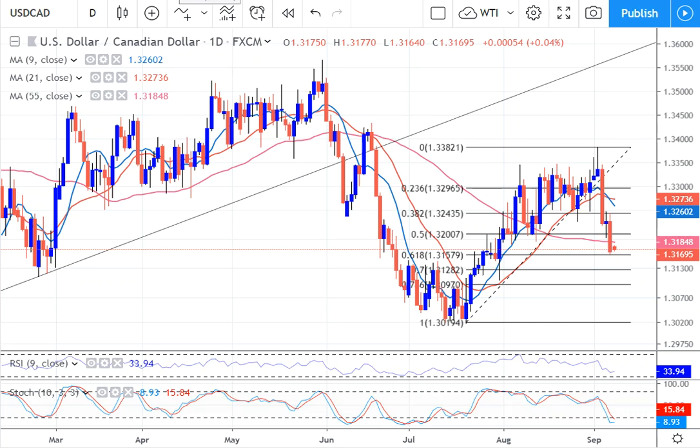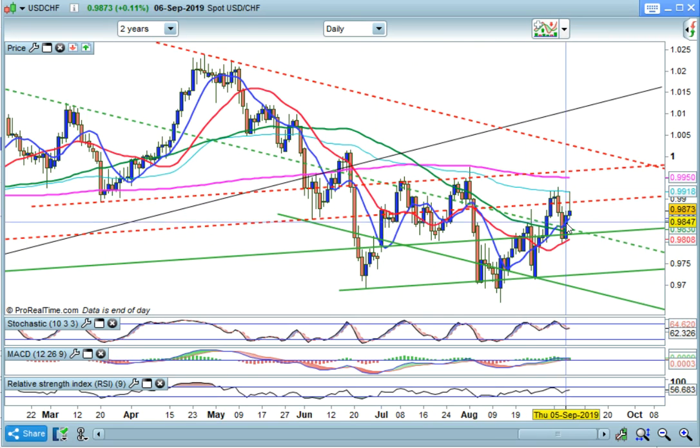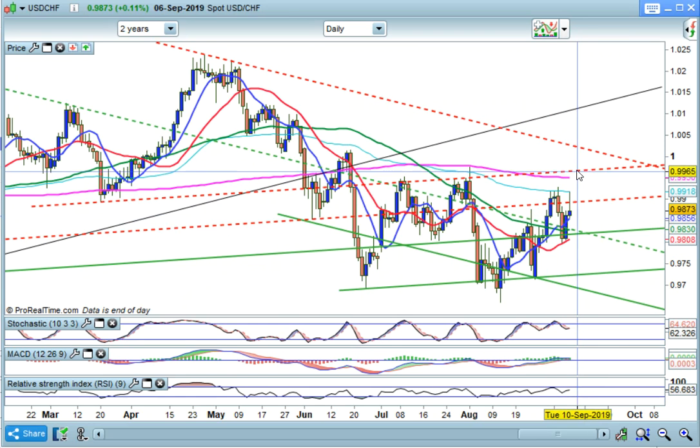Let's go to dollar Swiss now. You can see where dollar Swiss slammed down on Friday. We're trading now on dollar Swiss at 98.91. So we're basically unchanged. You can see where we hit the adaptive moving average at 99.17. We couldn't get to the 200-day moving average. We are above the 55, 9 and 21-day moving average.